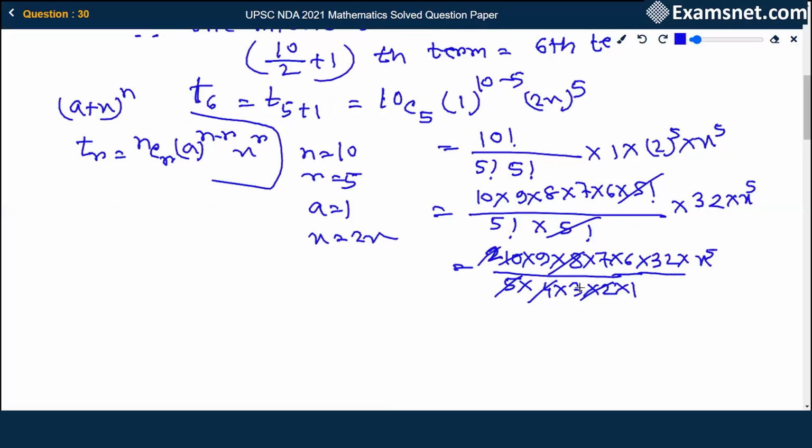2 and 3. So it becomes 2, 3, 7, 6, and 32 multiplied by x to the power 5. Don't take it that I have cancelled 2. No, 2 is there. So this will give me the value 8064 x to the power 5, right?